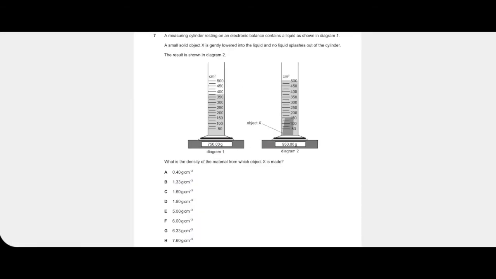Question number 7. A measuring cylinder resting on an electronic base contains a liquid as shown in diagram 1.